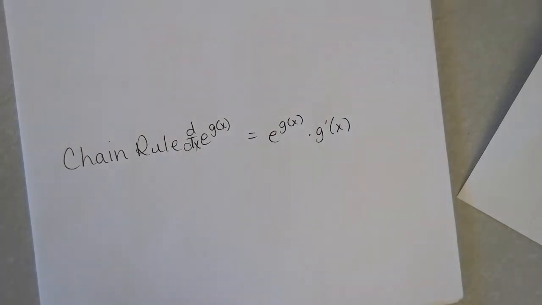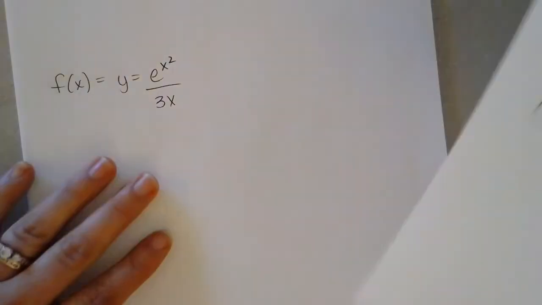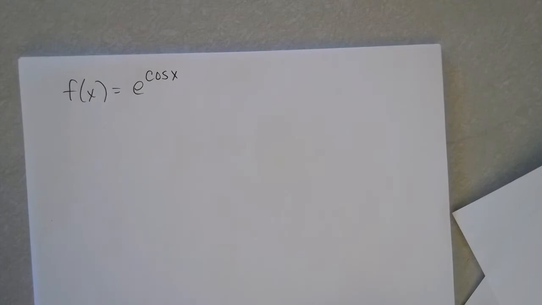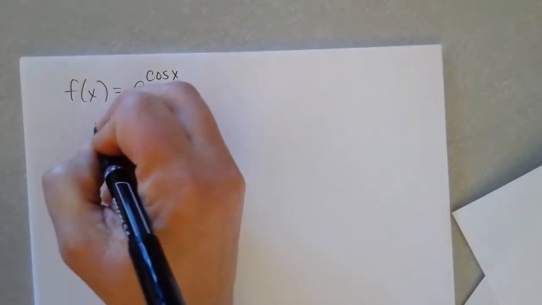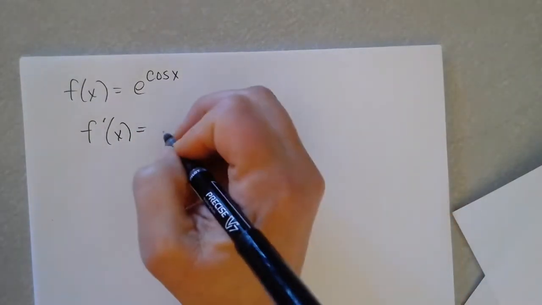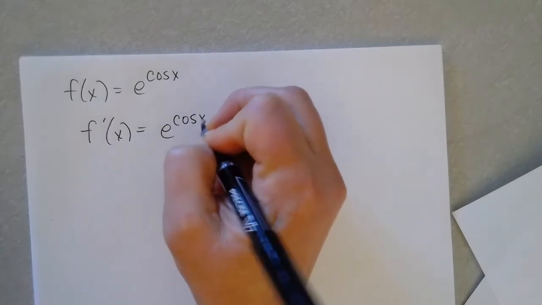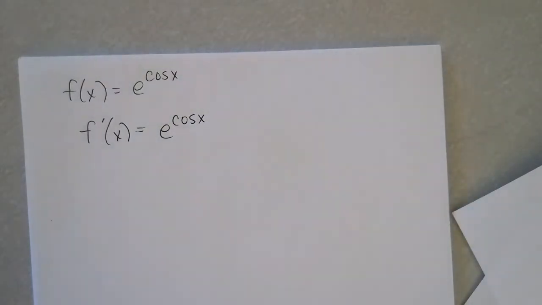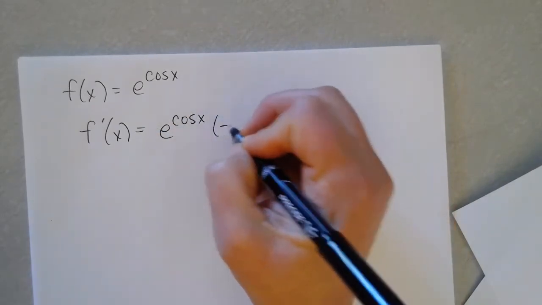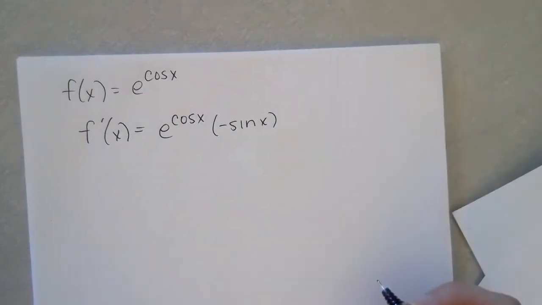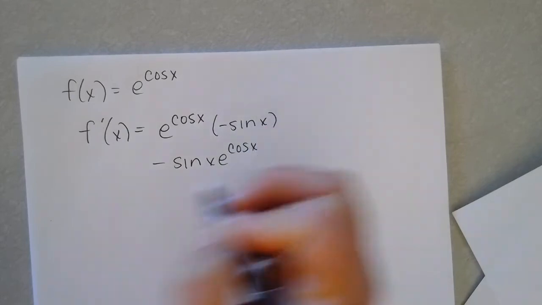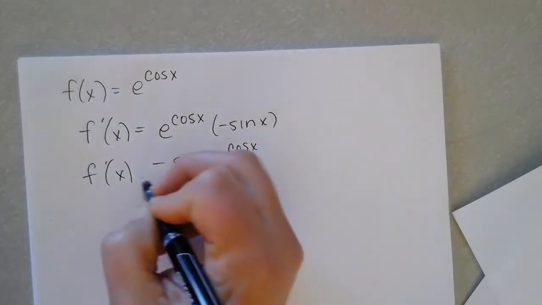All right, let's do some mixing of rules here. I have e to the cosine of x. If I do the derivative, f prime of x will be e to the cosine of x. It's always e to the whatever power it is that's always there, then times the derivative of the exponent. In this case, that would be negative sine of x. So maybe I would write it as negative sine of x times e to the cosine of x, just for neatness sake. There's my f prime of x.